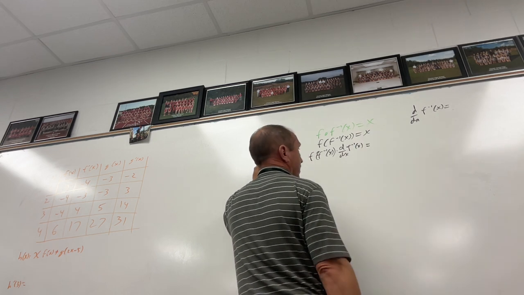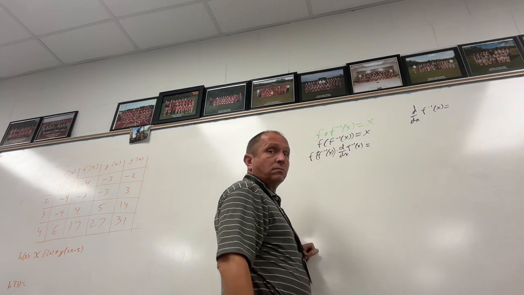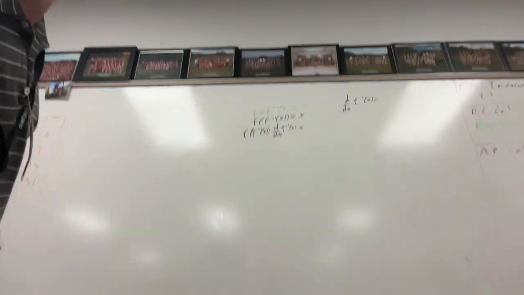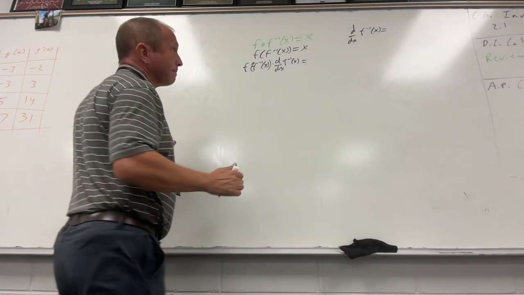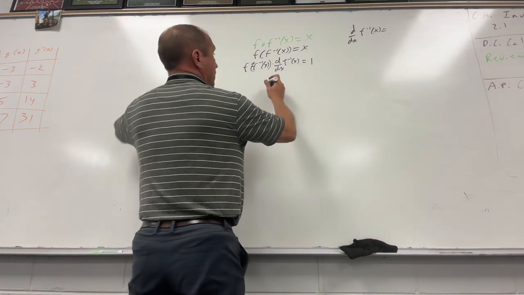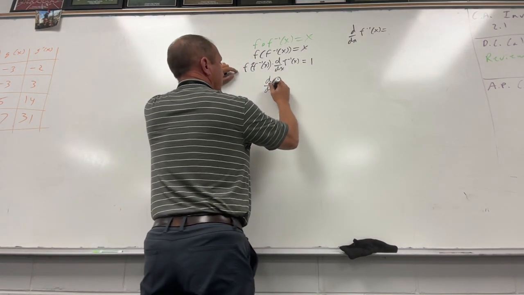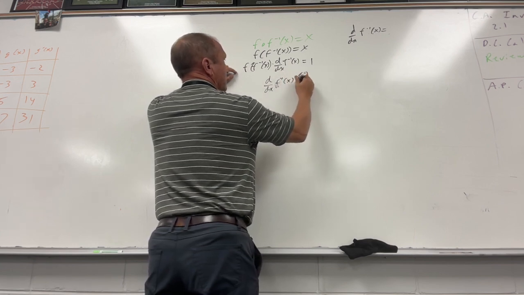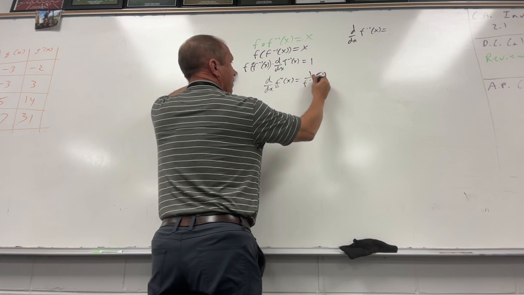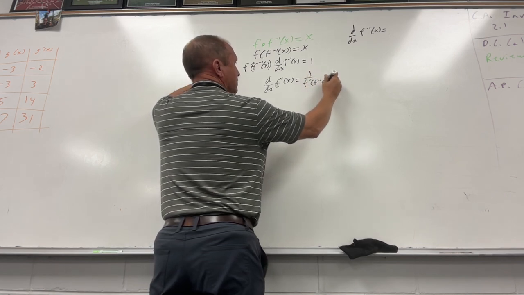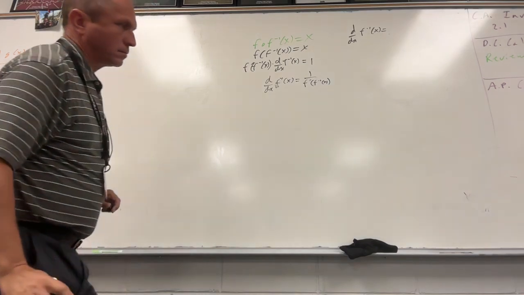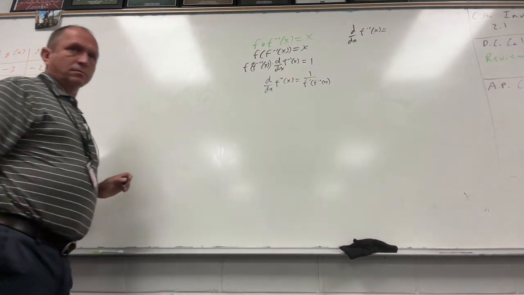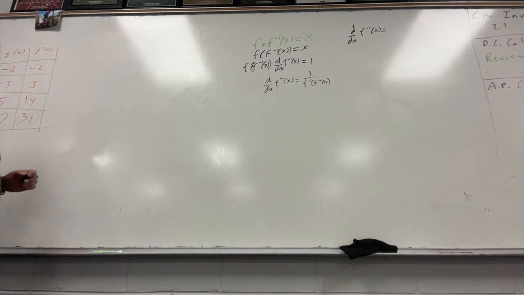And then what's the derivative of x? 1. It's 1. Derivative of x is 1. So, the derivative with respect to x of f inverse of x is 1 over f prime of f inverse of x. That's how you take the derivative of the inverse of a function.